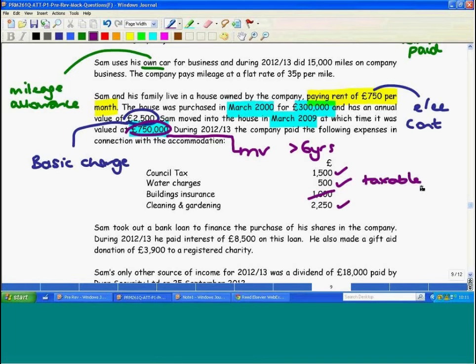Those are all going to be taxable, just like if I walked into the office tomorrow and I complained about my electricity bill, and Tolley said we'll pay that for you, then that's just going to be extra earnings for me. I will be taxed on that.